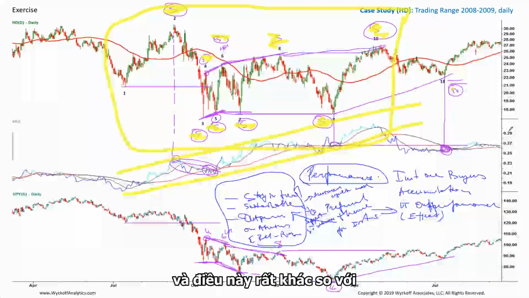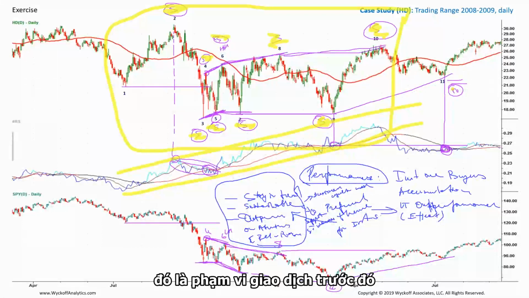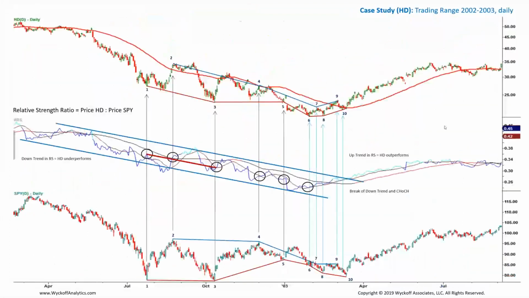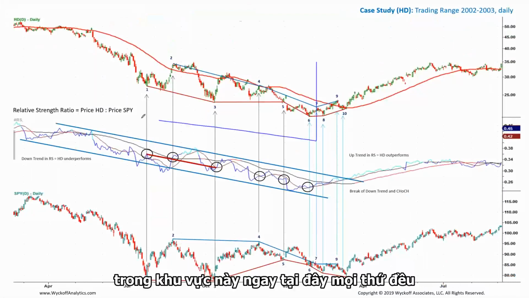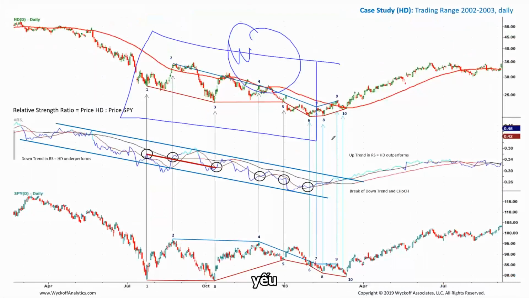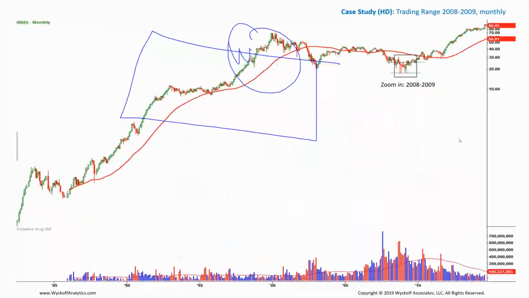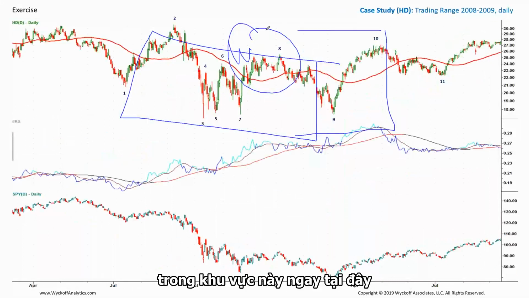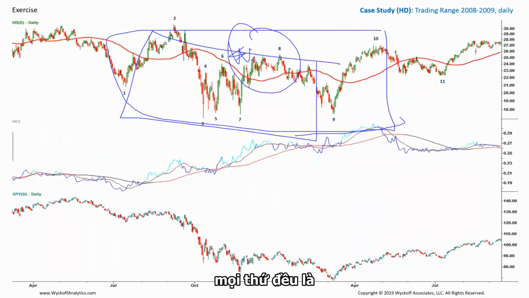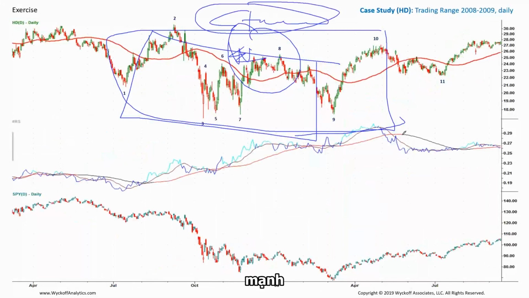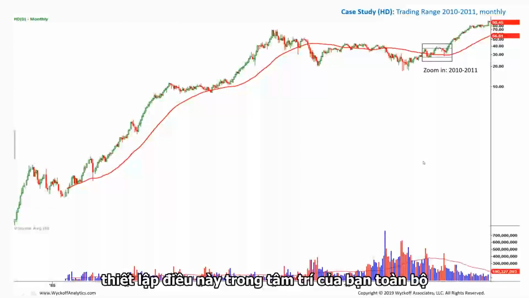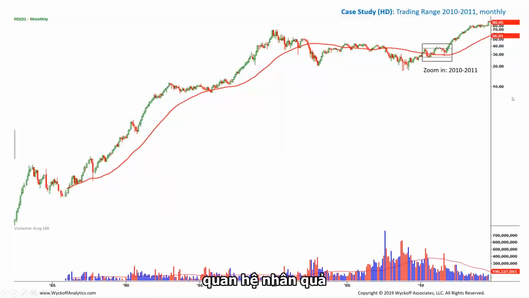And this is so different than the previous trading range that we've looked at. Right? Let's look at that again. In this area right here, everything was weak. In this area right here, everything is strong. So let's see what happens next. I just want you to establish this in your minds, this whole causality.